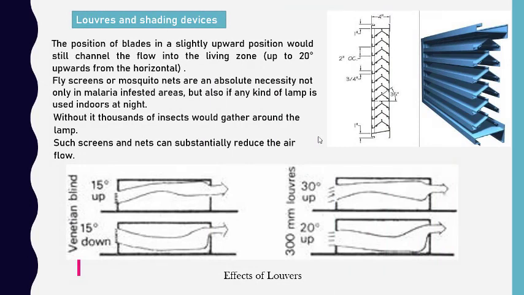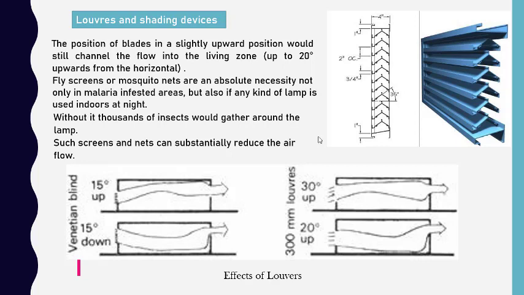Next comes louvers and shading devices. The position of blades in a slightly upward position would still channel the flow into the leaving zone, that is up to 20 degrees upward from the horizon. Fly screens or mosquito nets are an absolute necessity not only in malaria infested areas but also if any kind of lamp is used indoors at night.